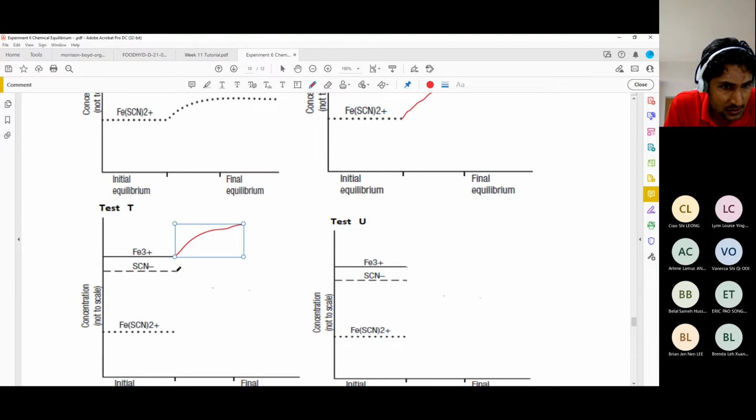Thiocyanide started to decrease and go to the equilibrium. Iron thiocyanate started to decrease and go to equilibrium. So this should be the curve for this.